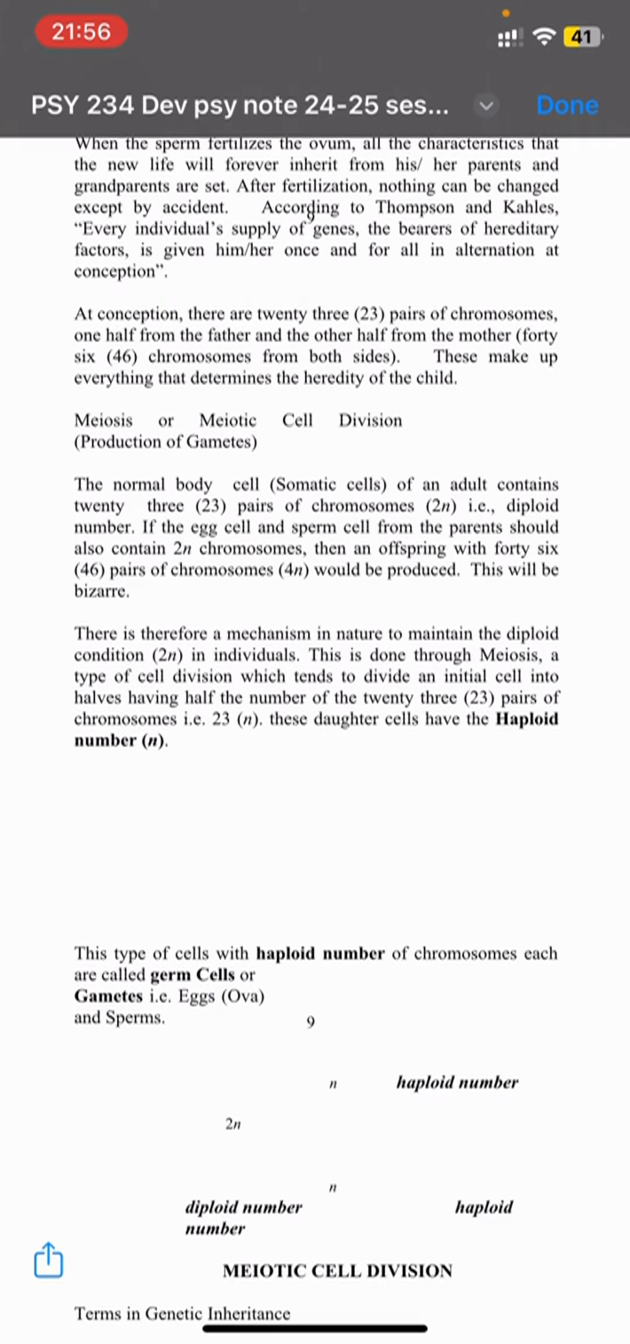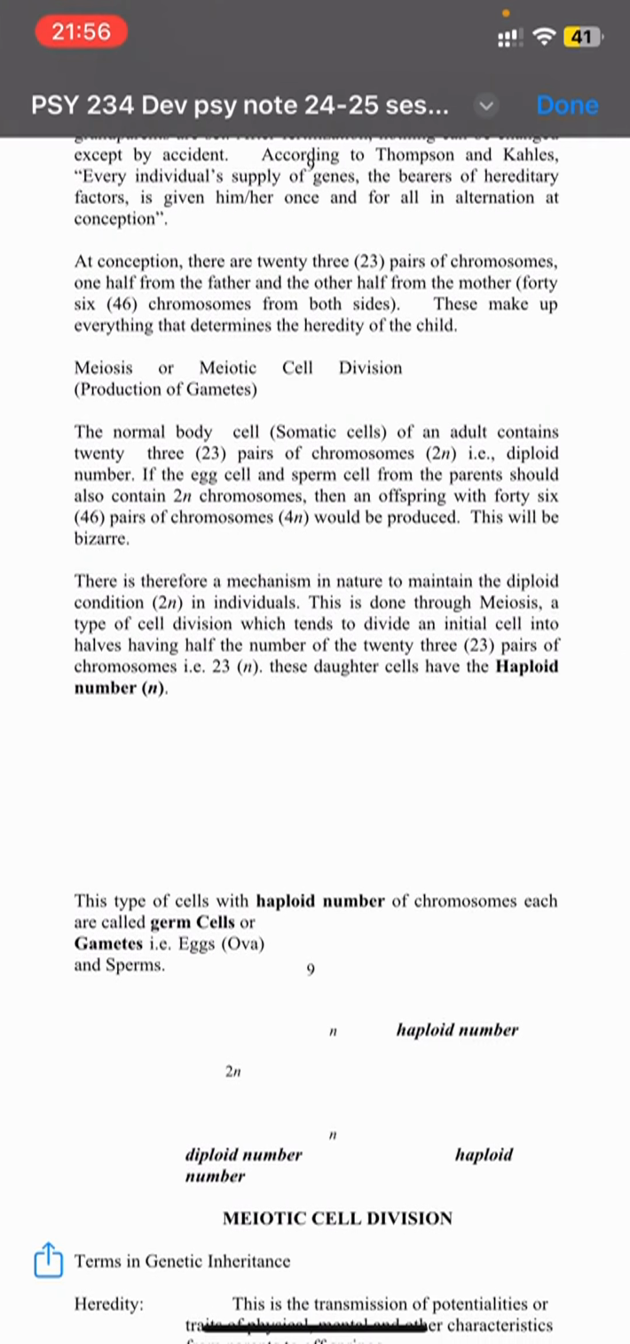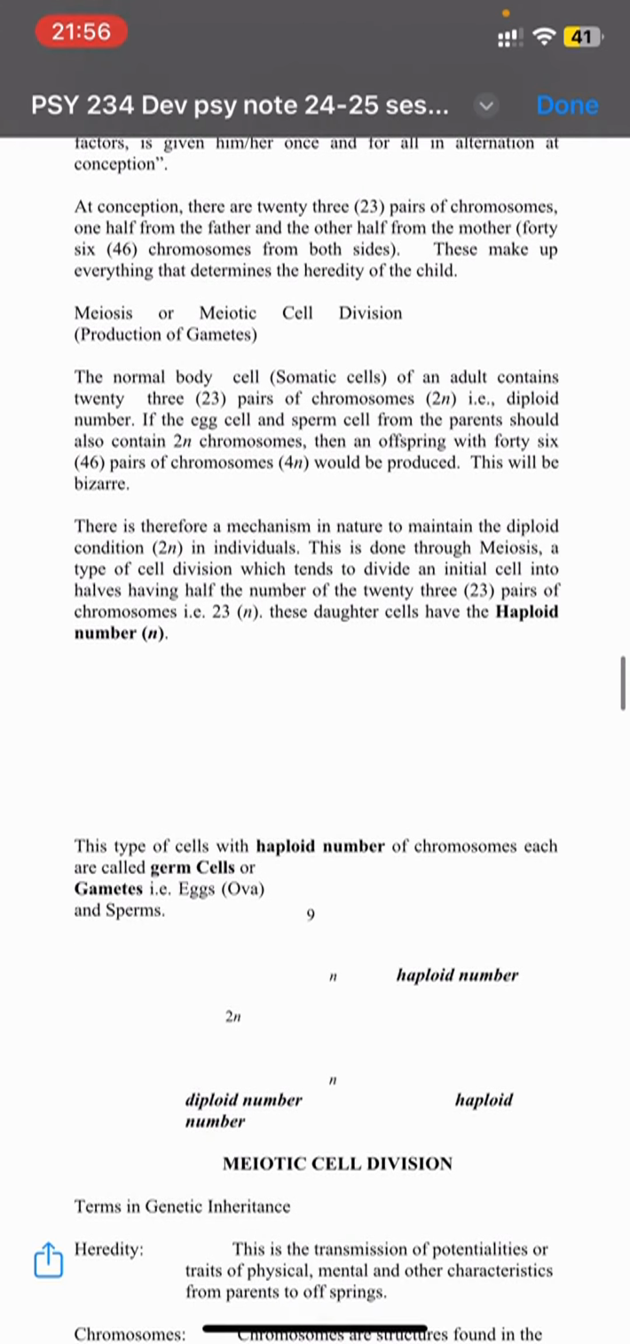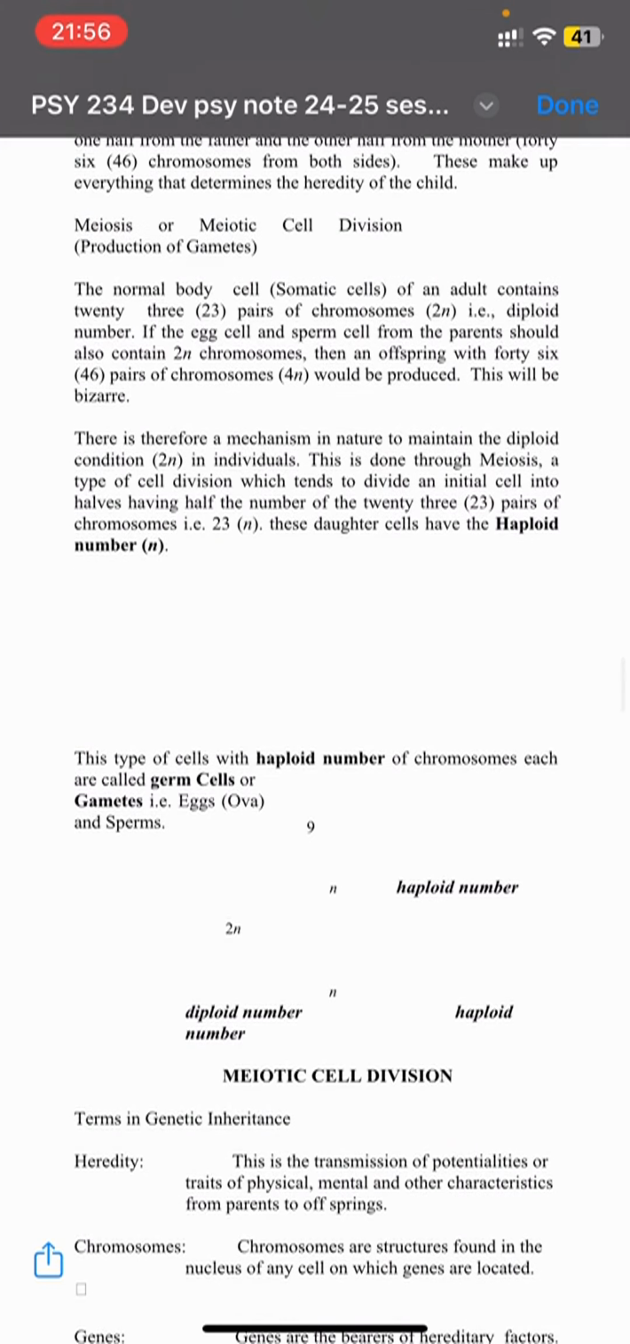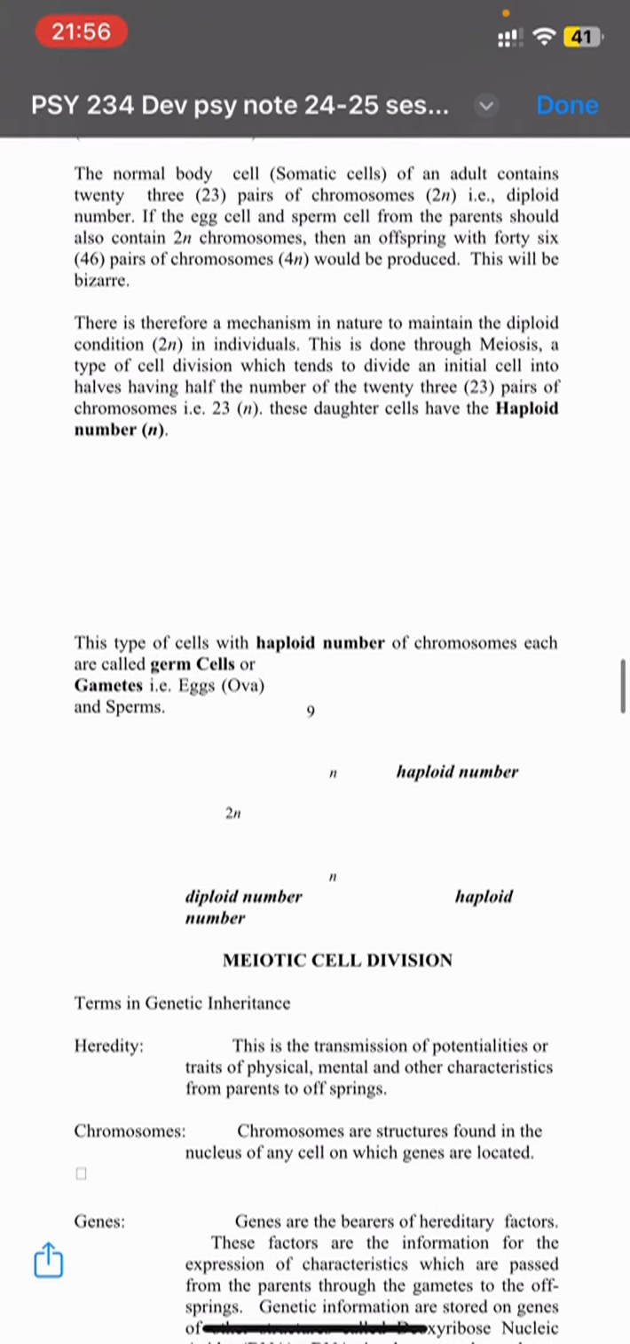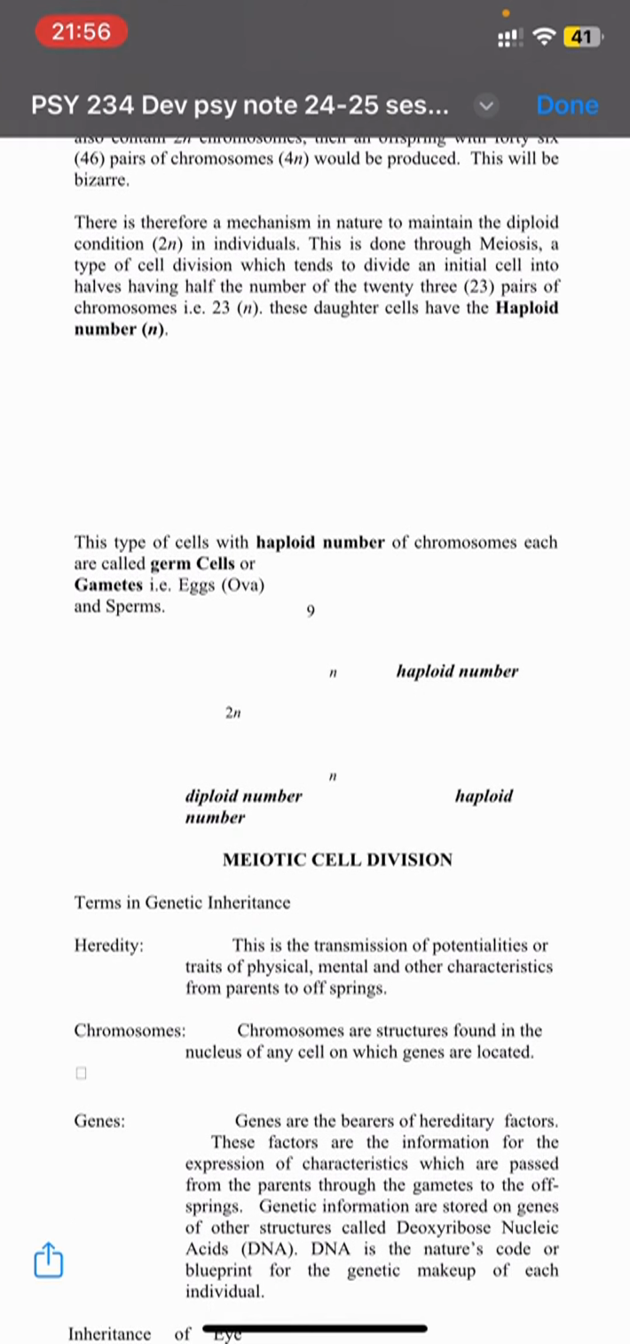This is done through meiosis, a type of cell division which tends to divide an initial cell into halves, having half the number of the 23 pairs of chromosomes. These daughter cells have the haploid number. So 23 chromosomes is called what? A haploid. And 46 chromosomes, 2n, is called a diploid. This type of cell with a haploid number of chromosomes is called a germ cell or gamete. So a man's gamete is the sperm and a woman's gamete is the ova or eggs.